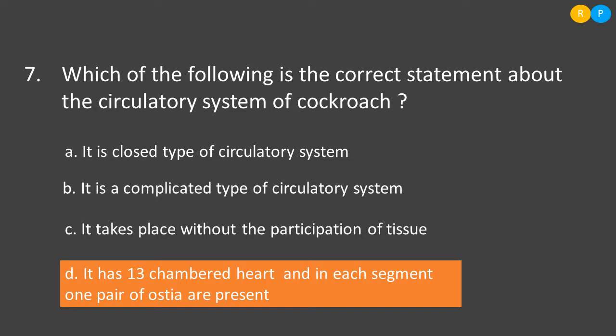So this is a unique type of circulatory system. An open type of circulatory system can be noticed in cockroach. Clear? So the 13 chambered heart can be seen in the cockroach. Each segment has one pair of ostia except the last segment. Clear, right? So the correct answer is option D.